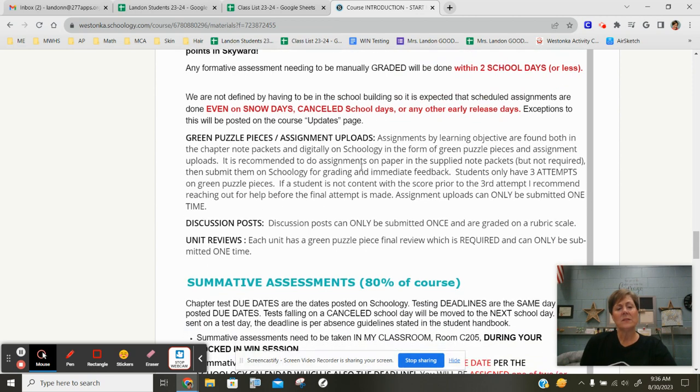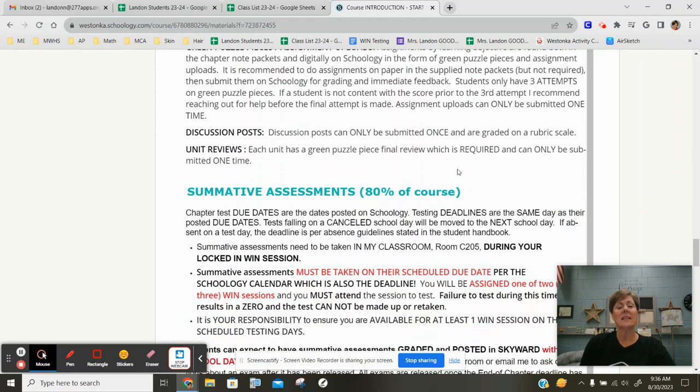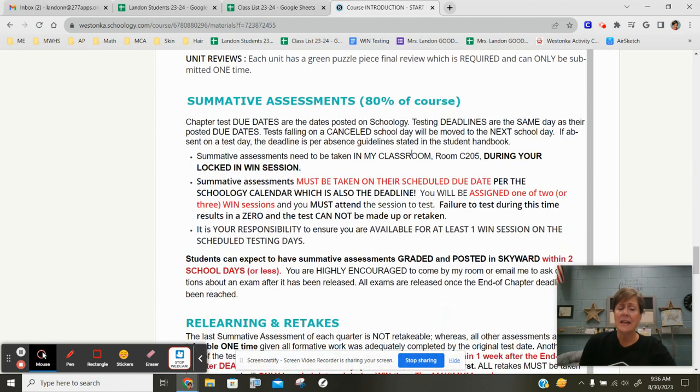The green puzzle pieces we already talked about here. You have those 3 attempts on the normal assignments. The review assignments is only 1 attempt, so be cautious on that. And you want to do those discussion posts also, which will be graded on a rubric scale where I look at your comment and see what kind of score it should get. Now, the summatives, again, it is 80%. You can expect to have 6 summative assessments, 3 per each quarter.